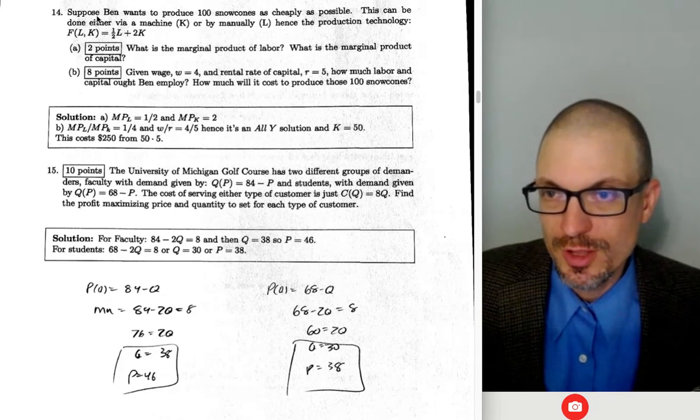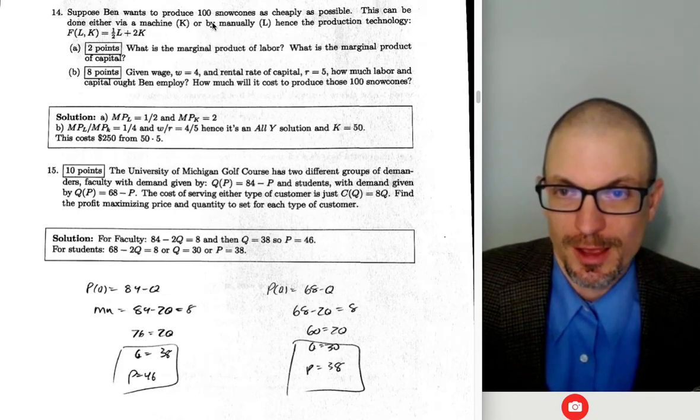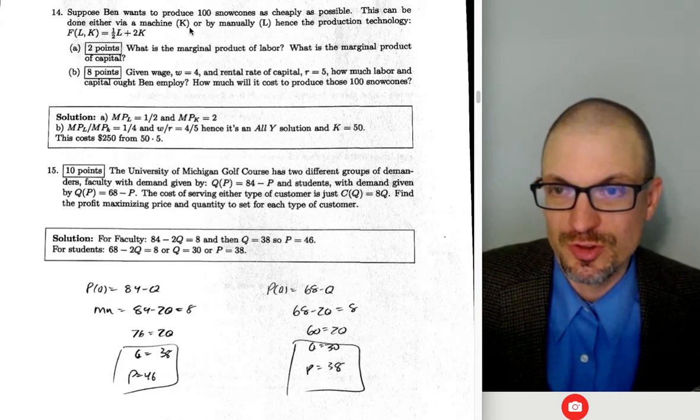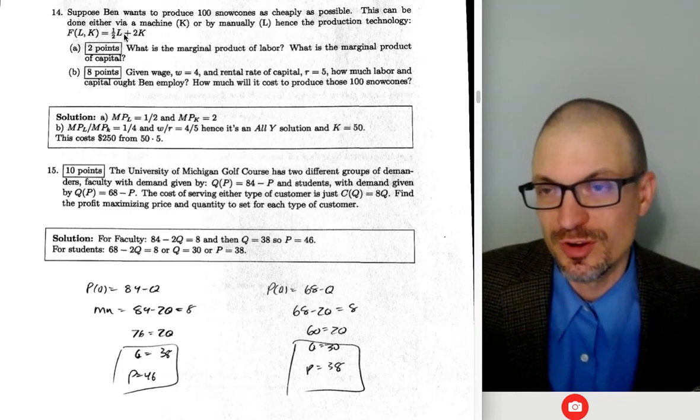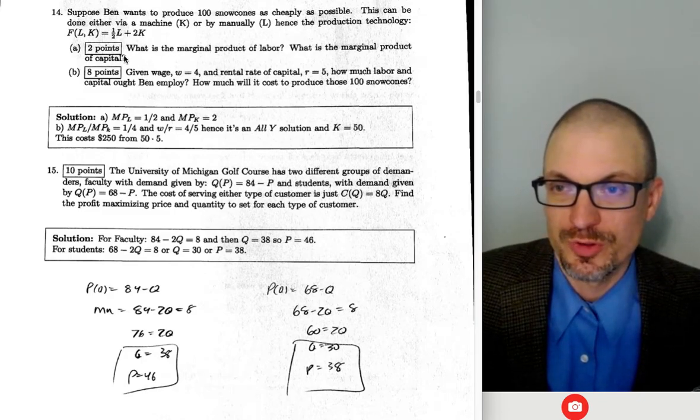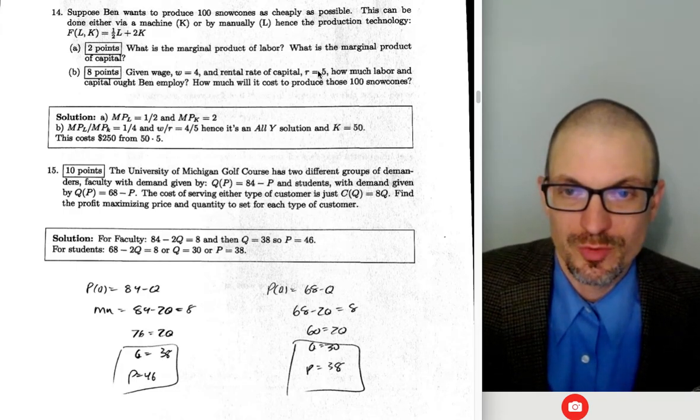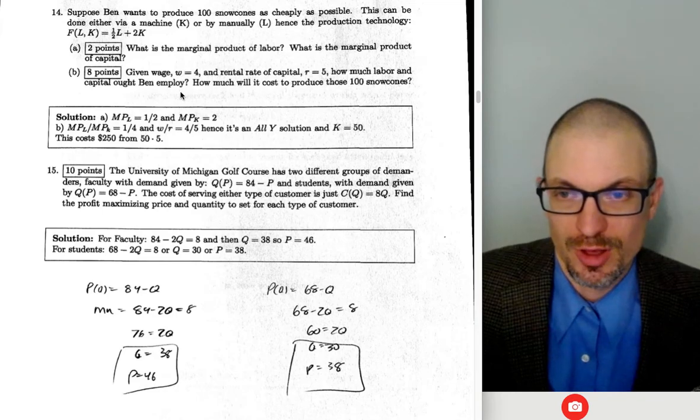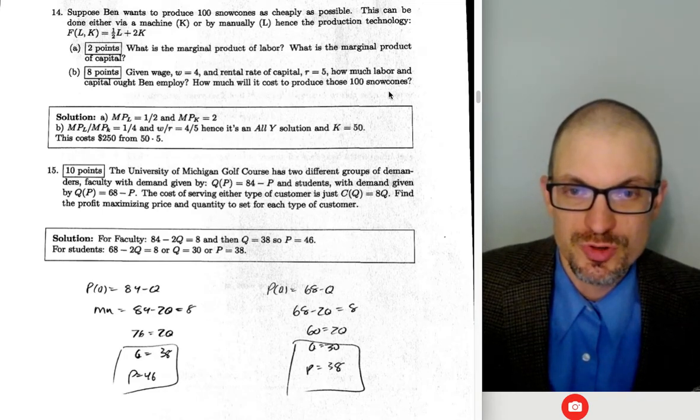Okay, anyway, so suppose Ben wants to produce 100 snow cones as cheaply as possible. I could do this either with a machine or manually, so here's my production technology: it's 1/2 L plus 2K. What's the marginal product of labor? What's the marginal product of capital? Given the wage of 4 and rental rate of capital of 5, how much labor and capital ought Ben employ? How much will it cost to produce those 100 snow cones?